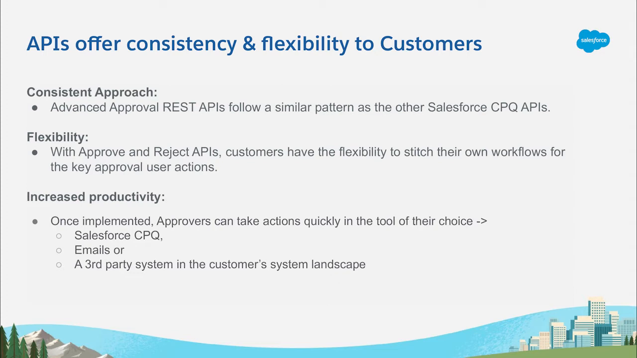With approve and reject APIs, customers have the flexibility to stitch their own workflows for the key approval user actions. Once the APIs are integrated into the customer workflow, approvers can take actions quickly in the tool of their choice: Salesforce CPQ screens, emails, or a third-party system set up in the customer's landscape. This will increase productivity and reduce the time for approved quotes. Now, let's take a quick walkthrough of the key use cases and see an example.